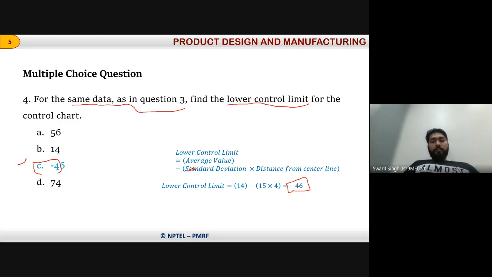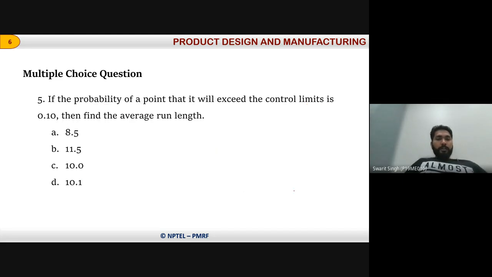Okay, so there are lots of other control charts. There are lots of other formulas that you have to revise. You should have an overlook on those formulas and how the values are calculated. Okay, now moving to the fifth question. Question number 5, again it is a numerical, but it is a different kind of numerical.